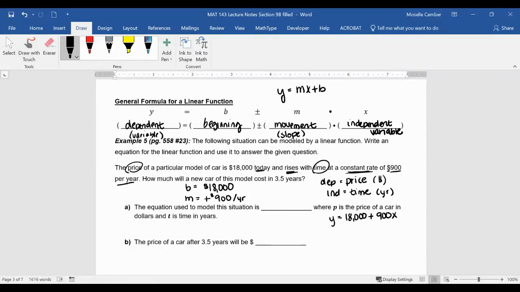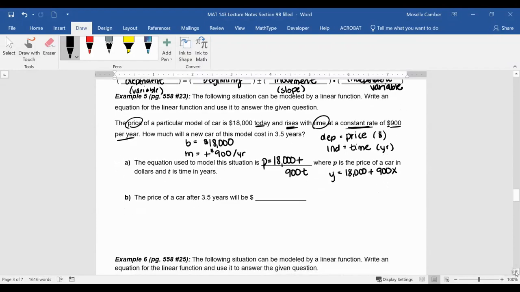Now, this mentions that we want to use P for the price of the car and T as time in years. So while this is the general form, we can change the letters so it's a little bit more relevant, so we can remember which one's which. Because y was my price, I can change that to P, and then I change x to T. So my price is 18,000 plus 900 times T, which is the number of years.